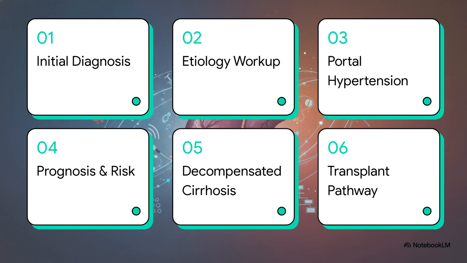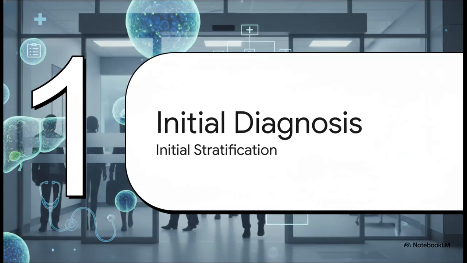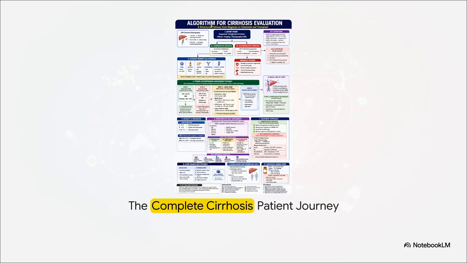Okay, let's dive into this. We're navigating this framework in 6 clear steps. Initial diagnosis, the etiology workup, assessing portal hypertension, prognosis and risk, managing decompensated cirrhosis, and finally, the transplant pathway. Starting right at the beginning with Section 1, Diagnosis and Initial Stratification. This is your patient's entry point. Here is the complete cirrhosis patient journey, the master map we're working from today.